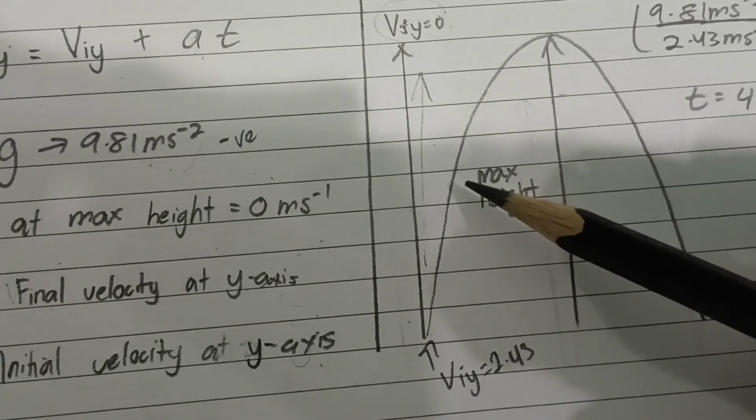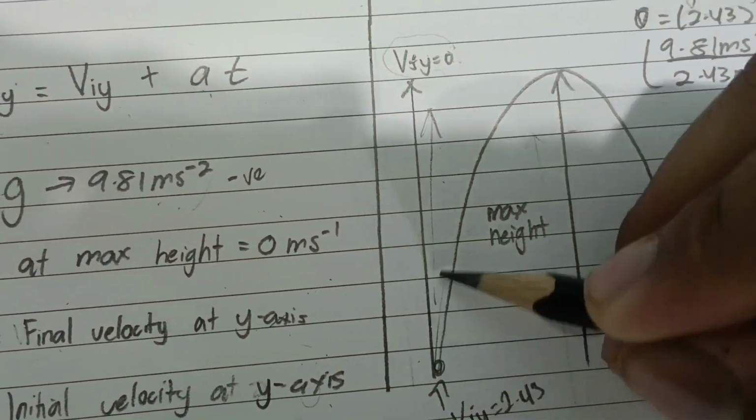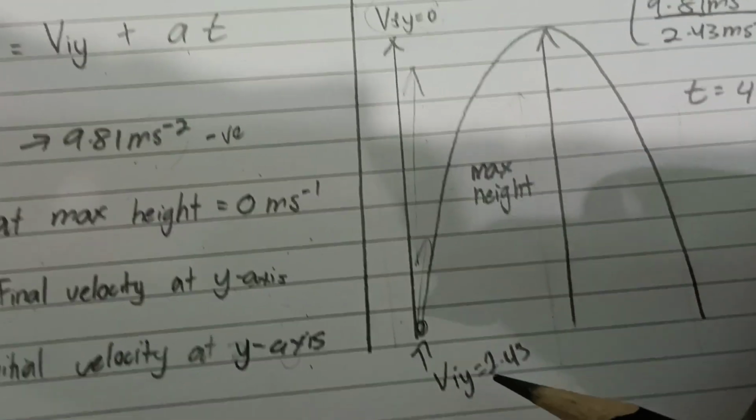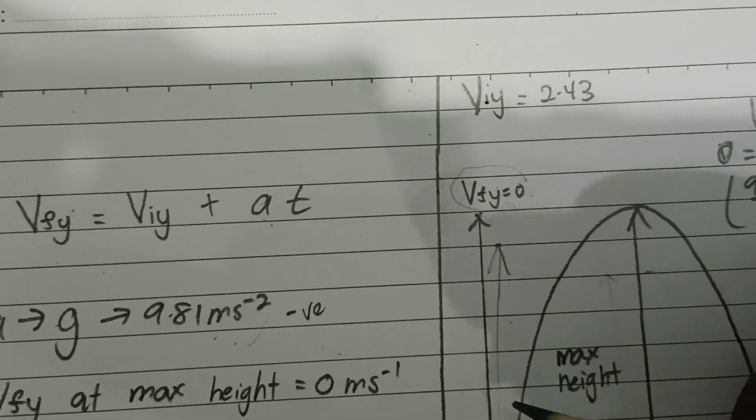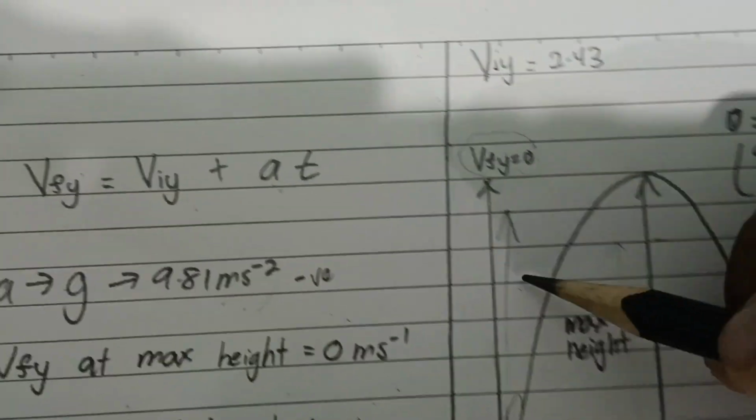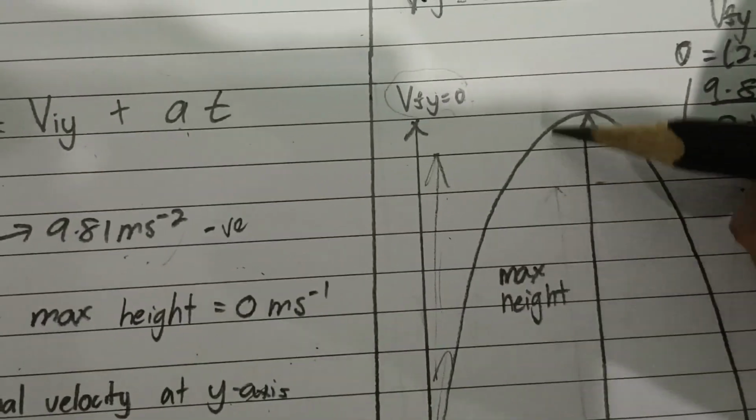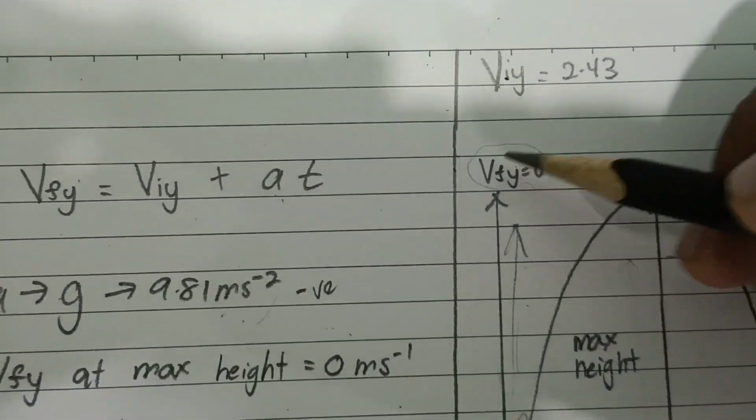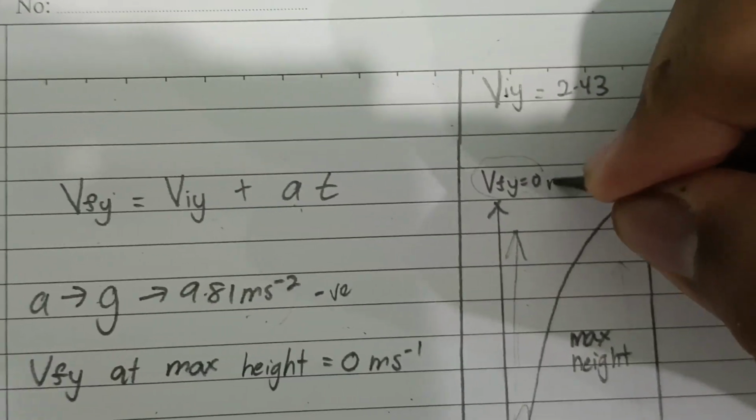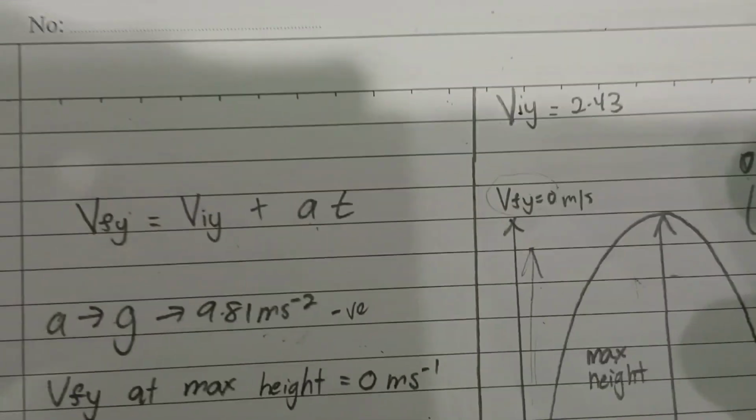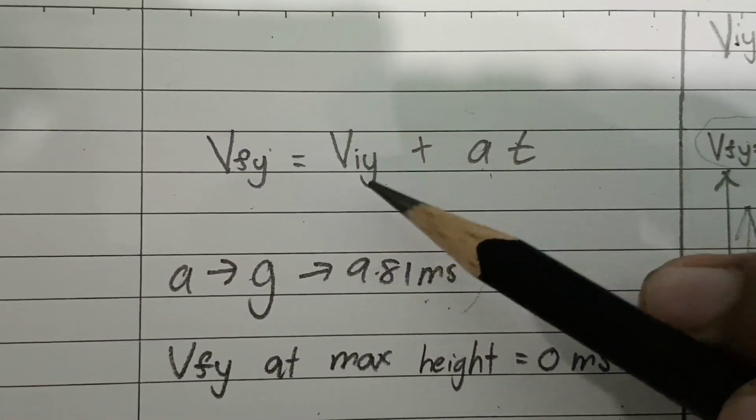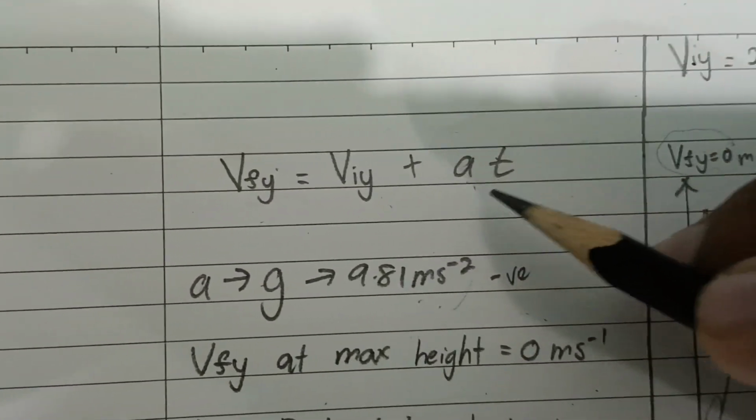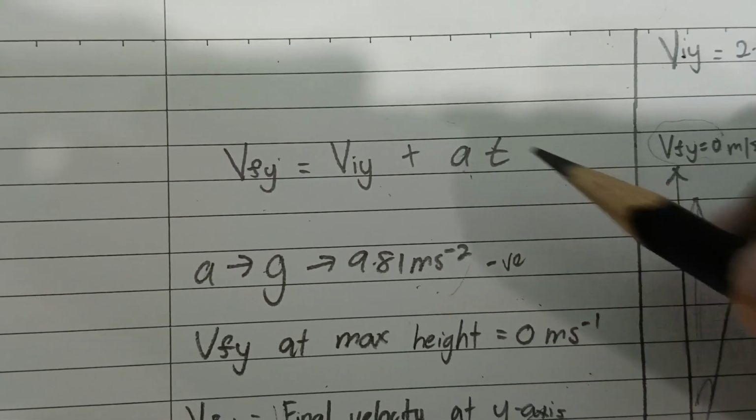Let's do a little example. Imagine there's a steel ball here being projected, and given that the initial speed is 2.43, for sure the velocity will decrease as it reaches the maximum height, and we can conclude that Vfy is equal to 0 meters per second. Using the formula, Vfy equals Viy plus a, which becomes g, times the time.